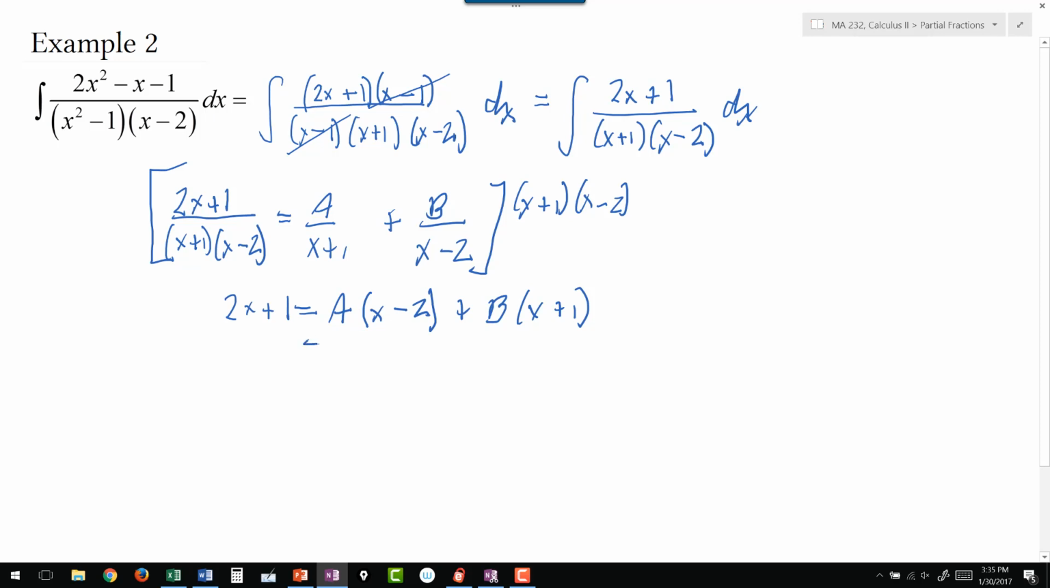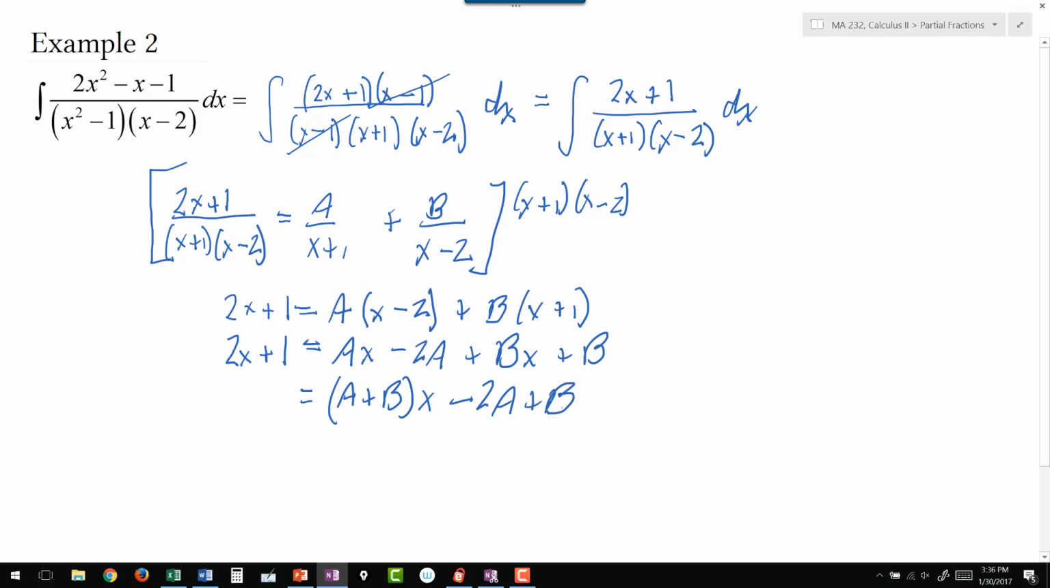From here, I multiply through and collect like terms. So I'd have ax minus 2a plus bx plus b, and that has to equal 2x plus 1. Collecting like terms on the right, I have (a plus b) times x minus 2a plus b. And now I equate the coefficients.